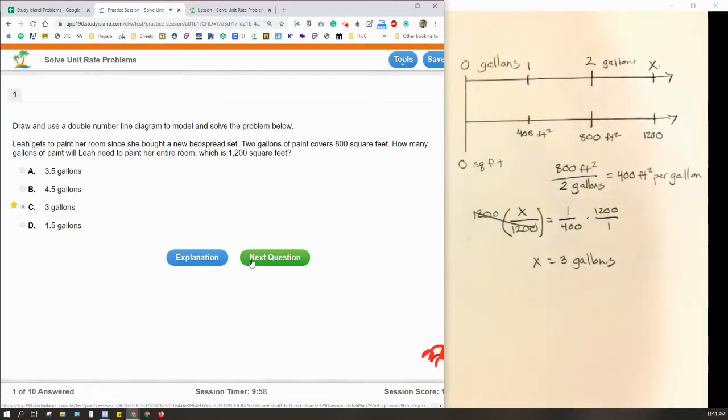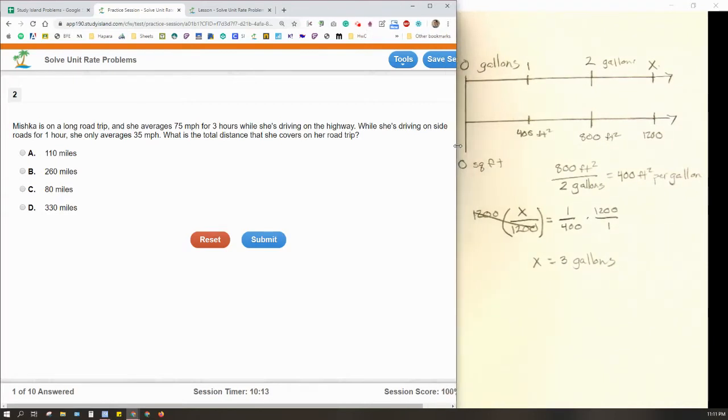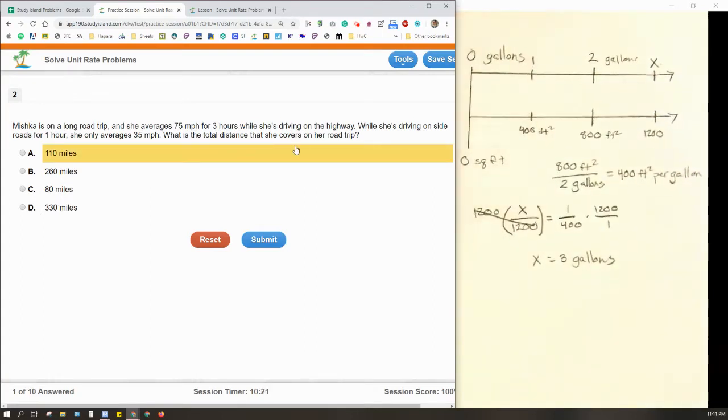Let's try another problem. Number 2. Mishka is on a long road trip and she averages 75 miles per hour for 3 hours while she's driving on the highway. While she's driving on a side road for 1 hour, she only averages 35 miles per hour. What is the total distance that she covers on her road trip?